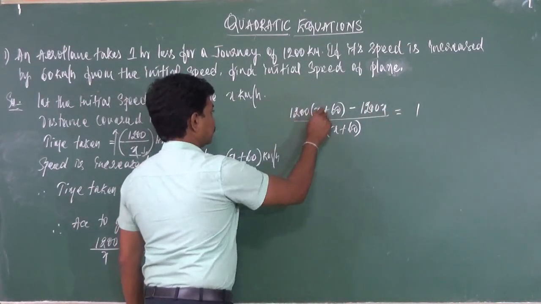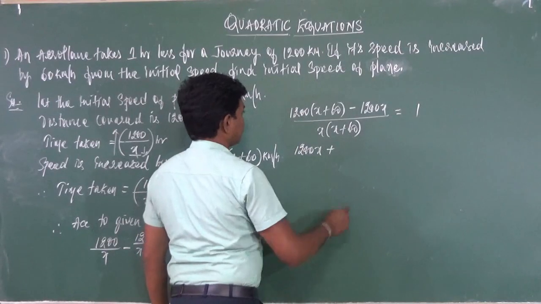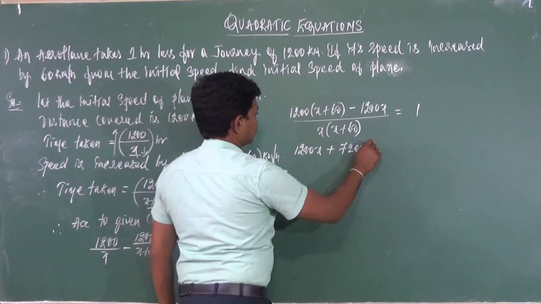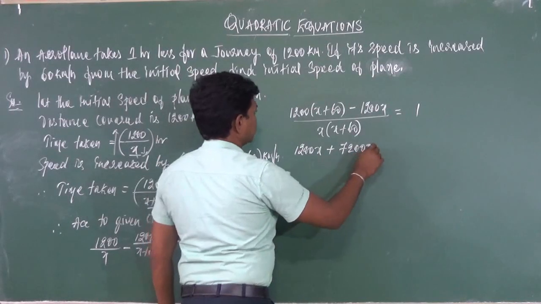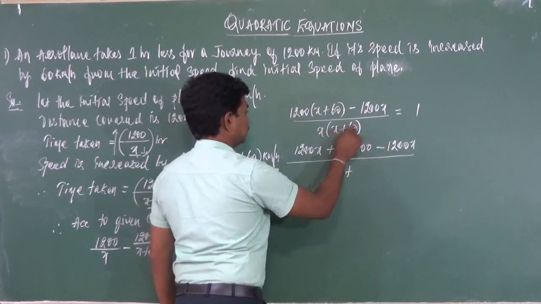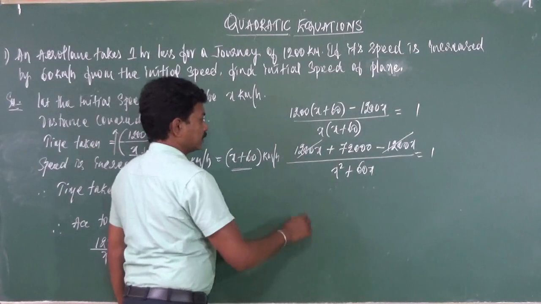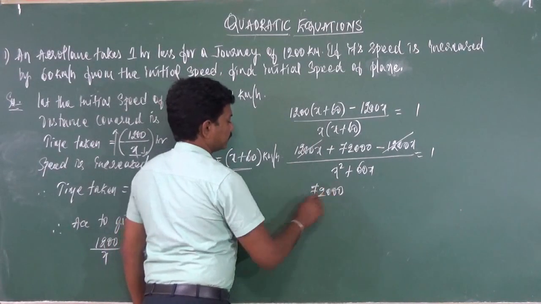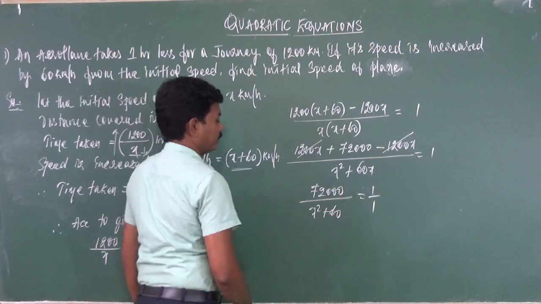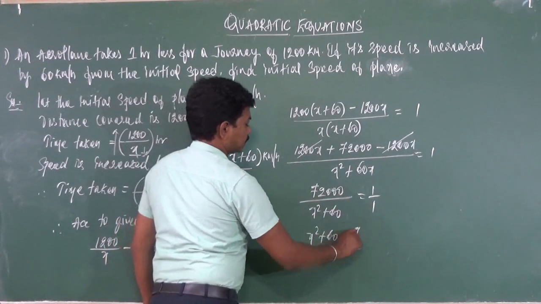Okay, let us open the brackets here. 1200 into x is 1200x, plus 1200 into 60, which is 72,000. So minus 1200x by x into x is x square plus x into 60 is 60x, is equal to 1. Plus 1200x minus 1200x cancels, so remaining is 72,000 by x square plus 60x is equal to 1. So we have by 1. So go for cross multiplication. So x square plus 60x is equal to 72,000.